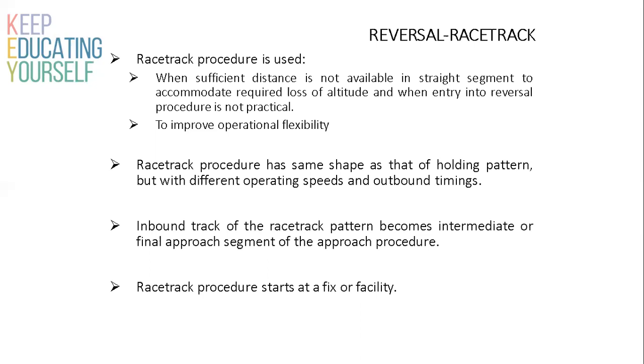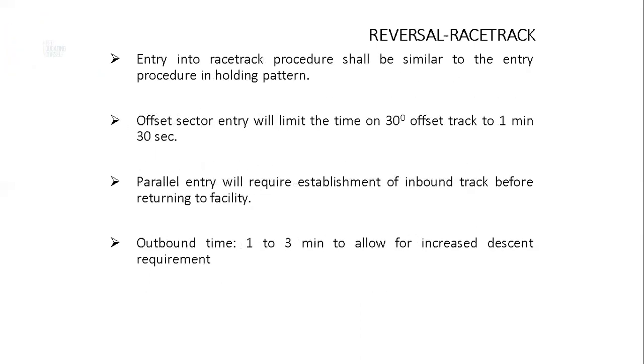Racetrack procedure starts at a fix or facility. Entry into racetrack procedure shall be similar to the entry procedure in holding pattern. Offset sector entry will limit the time on the 30 degree offset track to 1 minute 30 seconds. Parallel entry will require establishment of inbound track before returning to facility. Outbound time is 1 to 3 minutes to allow for increased descent requirement.